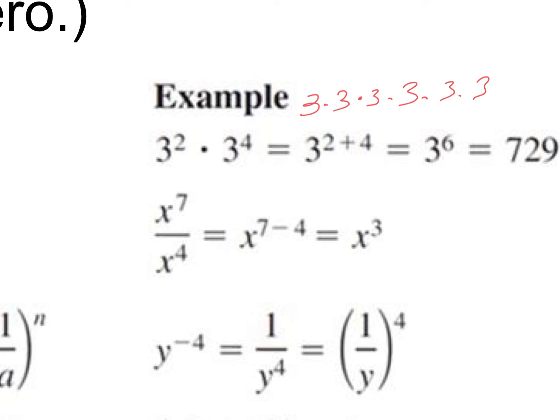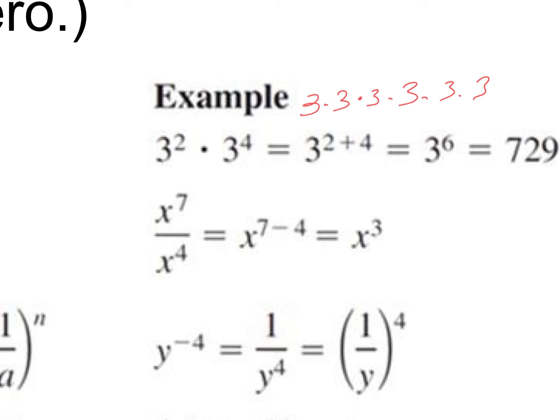Well, how many 3's do I have there? 6. So this just proves the property that when you have bases that are the same and you're multiplying them, you simply add the exponents together. And then we're going to simplify. You always, always, always simplify. Even if it doesn't say simplify, you have to simplify your answer, which means give me the most simplified answer you can.